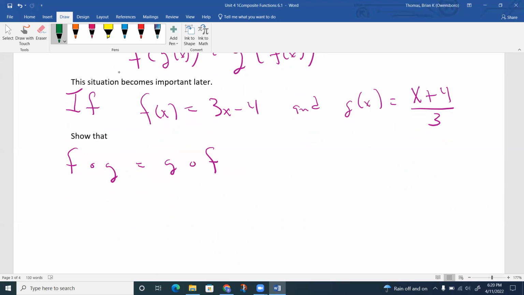So let's start with f of g of x. Again, I'm going to use this notation, f of g of x. That means I'm going to replace g of x with x plus 4 over 3. So this becomes f of x plus 4 over 3. What happens is we have to now put x plus 4 over 3 in for x in the f of x function. So we've got to pick up on is this whole thing here is going to go in place of x up here.